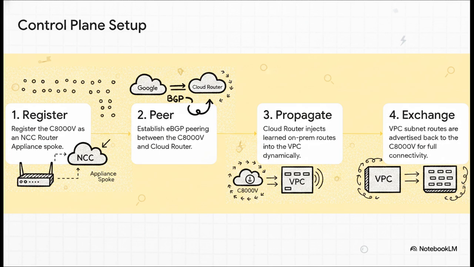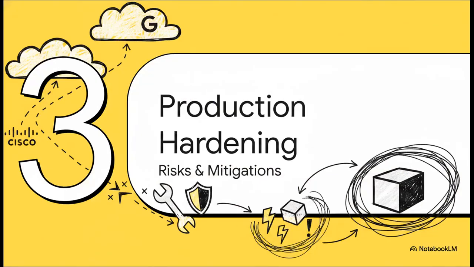And that's it. You've got a dynamic, bidirectional exchange of routes. Okay, so we have a working connection. That's great. But working is not the same thing as production ready. Not even close. Now we need to harden this architecture. Let's talk about what can go wrong and how we build in resilience right from the very start.